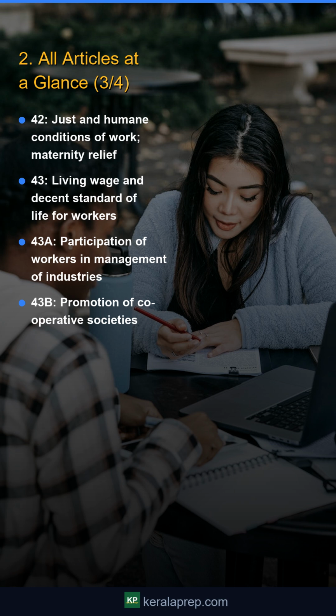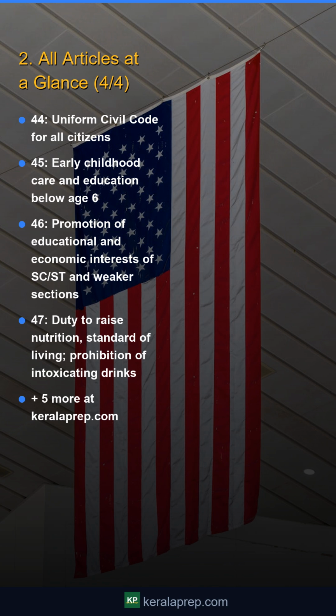Article 44: Uniform Civil Code for all citizens. Article 45: Early childhood care and education below age 6. Article 46: Promotion of educational and economic interests of SC, ST, and weaker sections. Article 47: Duty to raise nutrition, standard of living, prohibition of intoxicating drinks. And 5 more in the full notes at keralaprep.com.